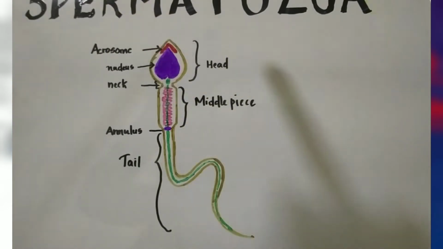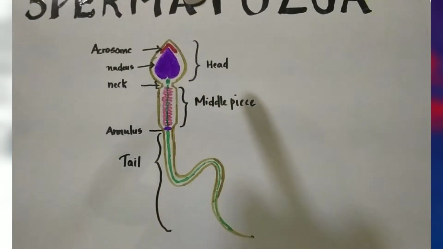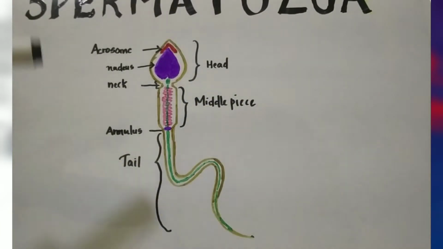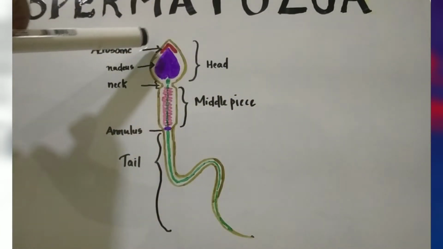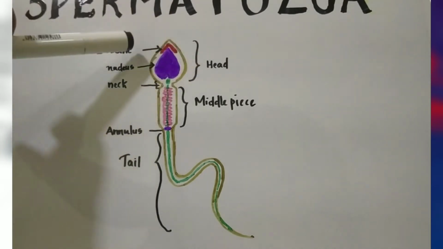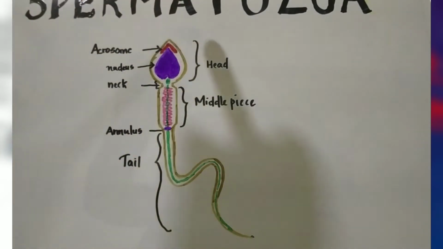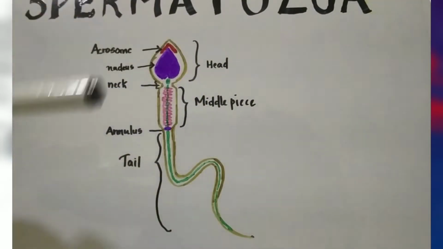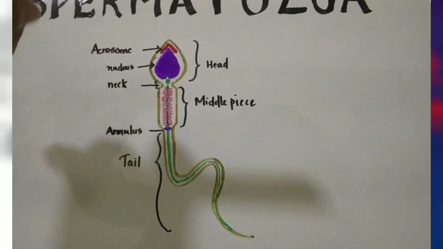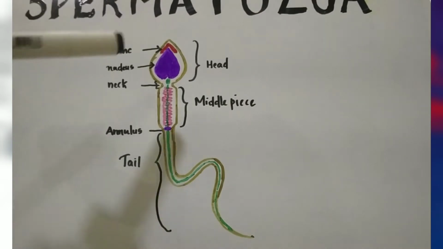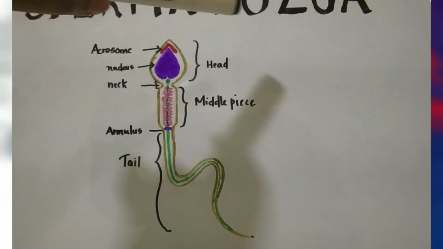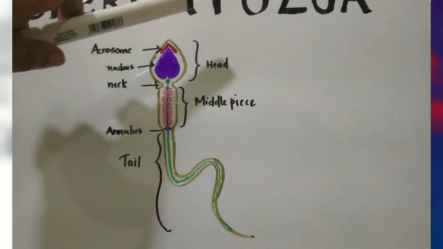and the head contains 23 highly condensed chromosomes, and the chromatin is highly condensed and thus it is stress resistant. The head is covered by a cap called the acrosome. This is the acrosome cap, and it contains enzymes that help in penetration. So this is the head of a spermatozoa. It is pyriform in shape and it contains 23 highly condensed chromosomes, and the head is covered by a cap called the acrosome, which contains enzymes that are helpful in penetration.